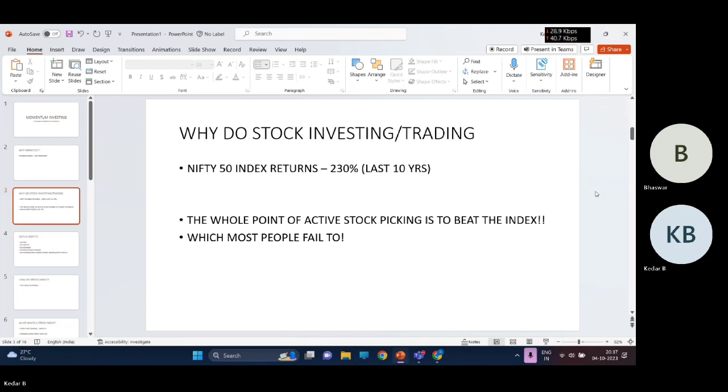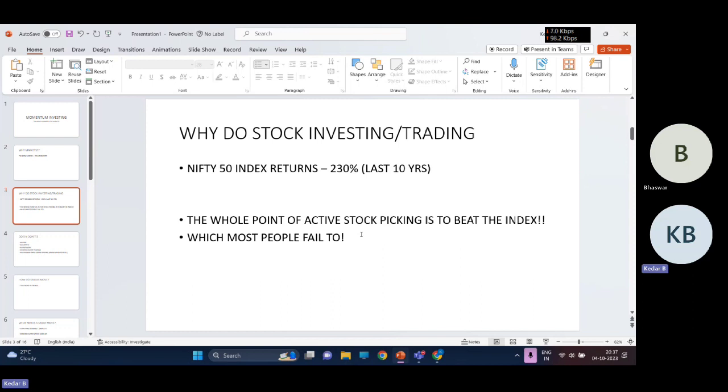Okay. So the whole point of active stock picking is to beat the index. What I've noticed is most of us tend to forget this after entering the market. It just becomes something we are invested in, something we get engaged in so much that we actually fail to see the whole point of investing.